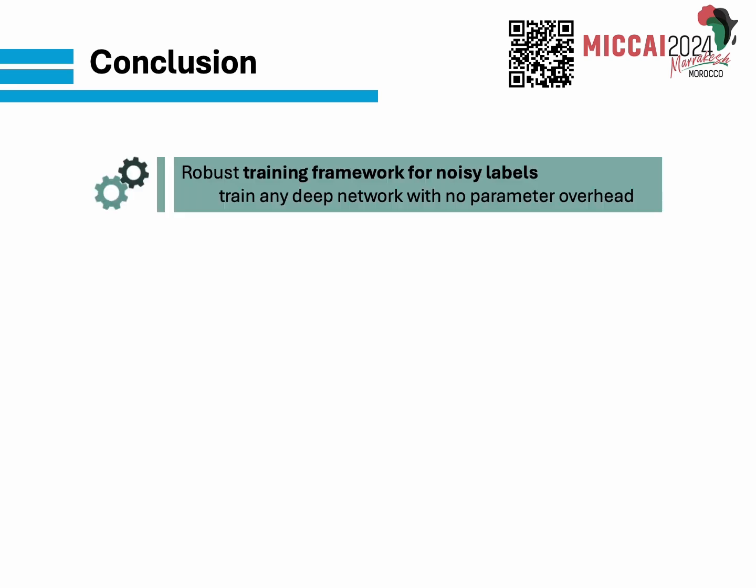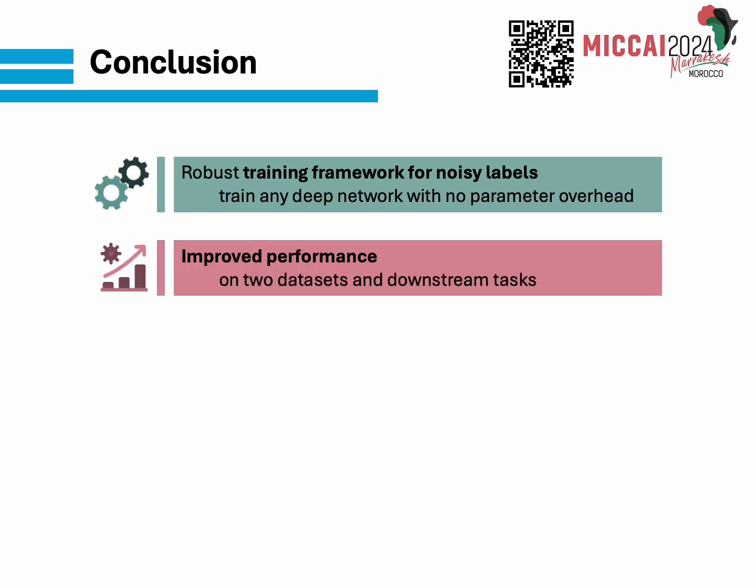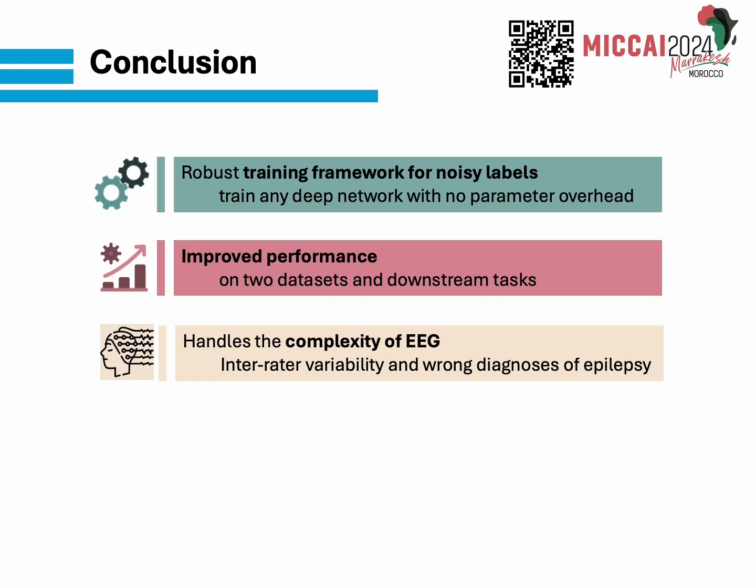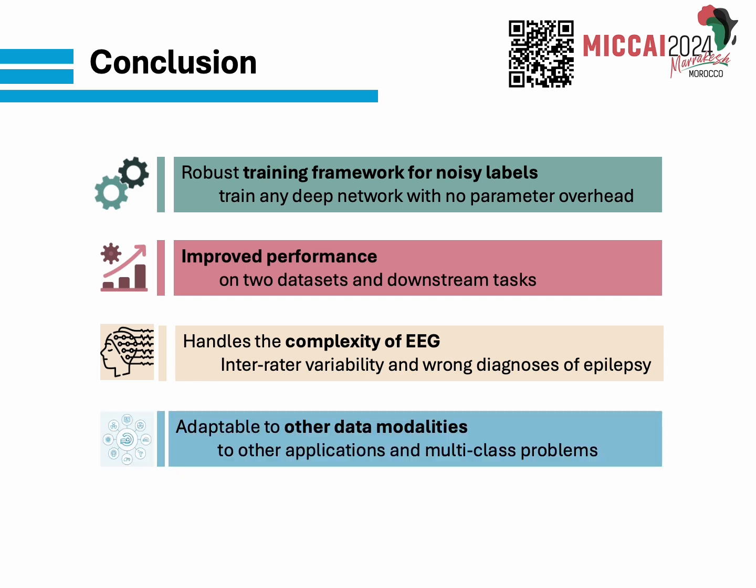In conclusion, here we have proposed BUNDL, a robust training framework to train with noisy labels, which is model agnostic and hence can be used to train any deep network with no parameter overhead. It shows improved performance on multiple datasets and downstream tasks, showing its robustness. We have shown that it can handle the complexity of medical applications, particularly EEG, and overcomes inter-rater variability. Further, we note that it can be easily adapted to other modalities, and our future work would involve applications and multi-class problems beyond EEG. Thank you.